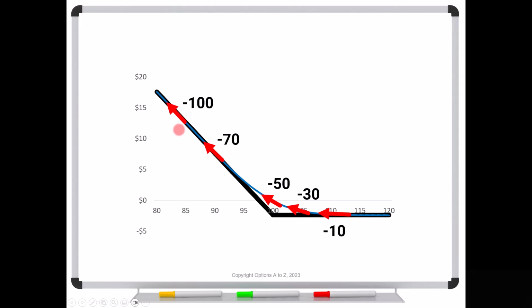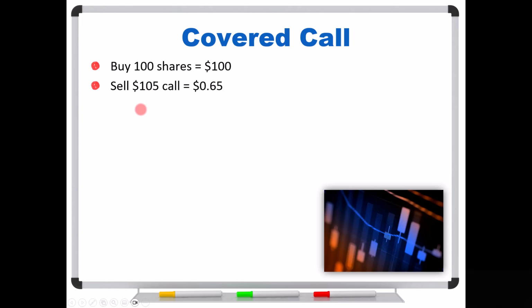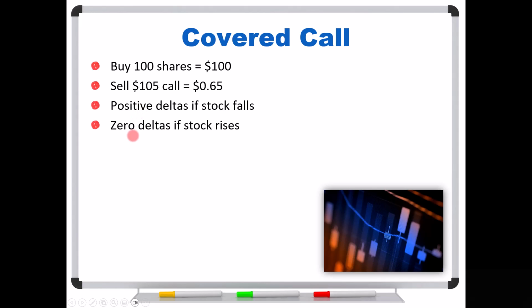So this is the whole trick to understanding what it means when deltas roll over. We are, depending on the strategy, going to flip from positive to negative, even though that's something we didn't want to happen. So let's look at a case where it doesn't happen, let's say with a covered call. Perhaps you buy shares of stock for 100 and you sell the out of the money 105 call for, let's say, 65 cents. So you're going to have positive delta if the stock falls, but if the stock rises, you're eventually going to have zero deltas because you've given somebody the right to buy your shares. And if you don't have any shares, then you've got zero deltas.